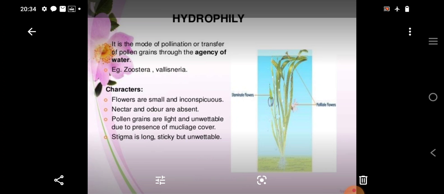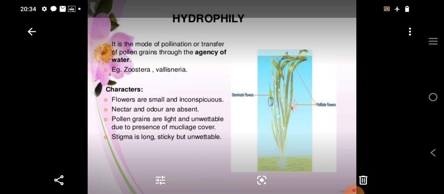I am telling you that the flowers which are undergoing water pollination are very small, inconspicuous, nectarless, and odorless. The pollen grains are very light in weight, and they are also unwettable. Okay, because these pollen grains are going to be released in the water, they have a special coating over them. Okay, and this coating is called mucilaginous coating, which protects them from the water. And the stigmas are quite long, sticky but unwettable, large in size.